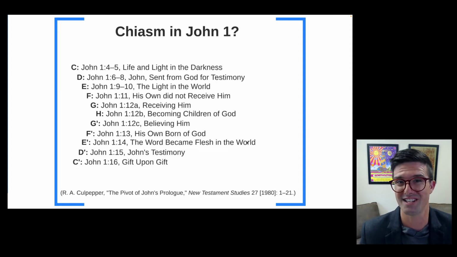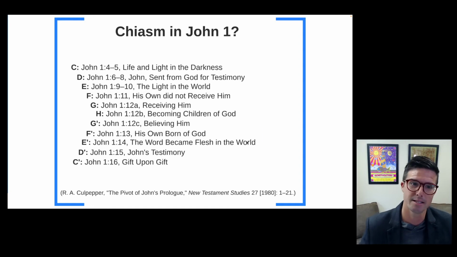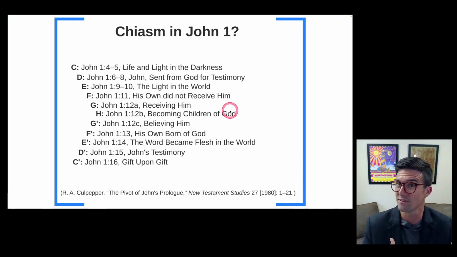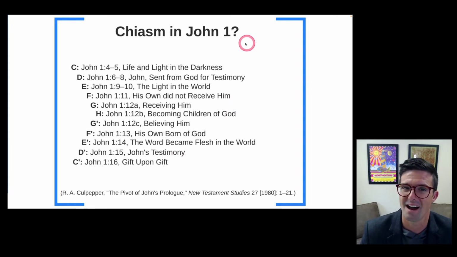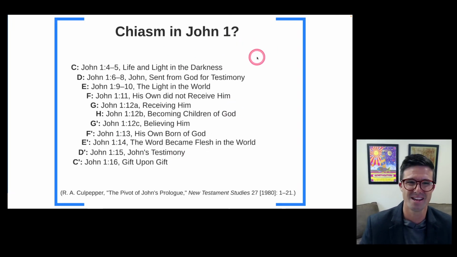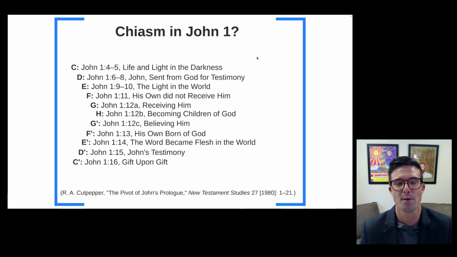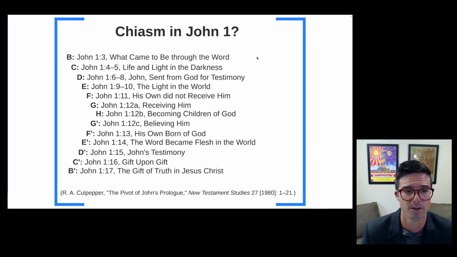And then with A, B, and C, this is where I think personally that we have more of a stretch, that things start to unravel a little bit at the outside edges. I think that there's a better case for this in here being sort of chiastically structured, but I'm not as convinced for the outside part. So with C and C prime, we have light and light in the darkness, and we have gift upon gift. So I guess the idea here is that we have two positive things, but in very, very different words.